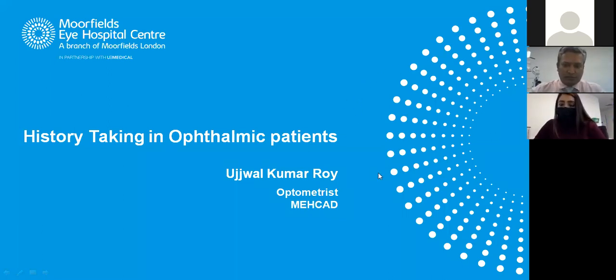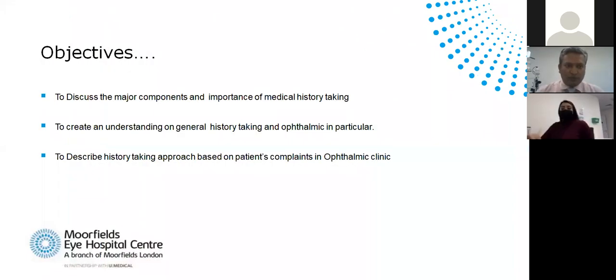Now let's move ahead. Today we'll be talking about history taking, mostly concentrating on ophthalmic history taking for patients in the ophthalmic clinic. The objective is to get an overview and understand what history taking is all about, what the important components of history taking are, what a normal approach to history taking should be, and how that helps in normal clinical practice.